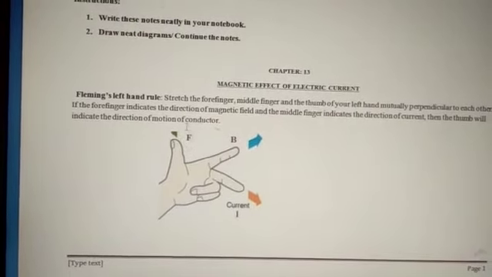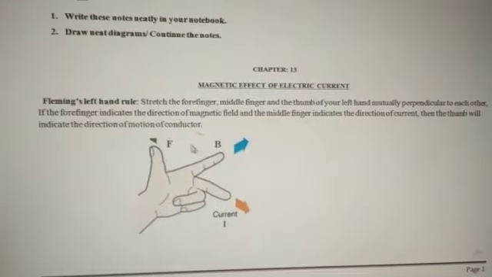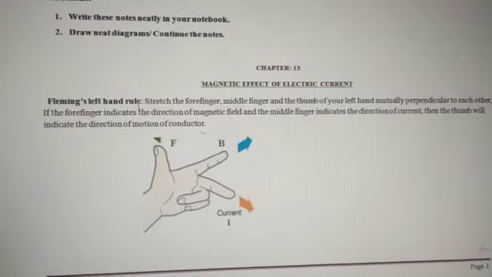Now you just see this. The middle finger always shows the current. Please observe, here is the current. Then the forefinger, B, always represents the magnetic field, and this thumb always shows the direction of the force applied on the conductor. So this is how we have Fleming's left hand rule.